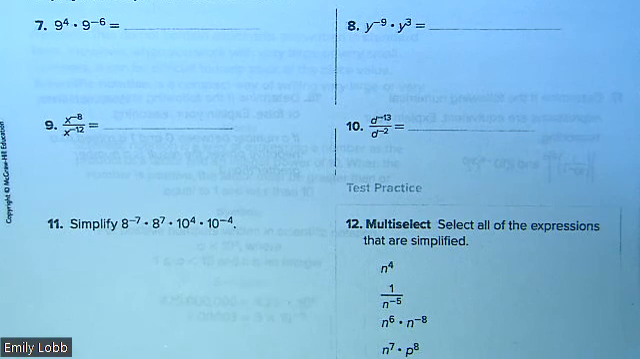This is page 41. Some of them are product of powers. Remember, product means we're multiplying. Some of them are quotient, and some of them are more product. Remember, your negative exponents need to go to the basement, need to be flipped.